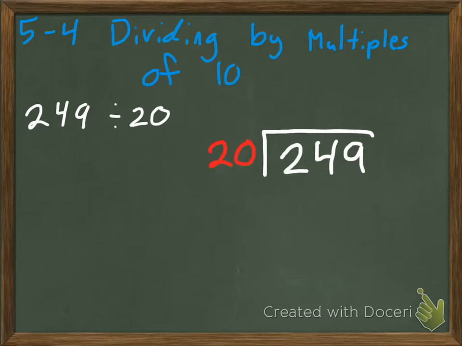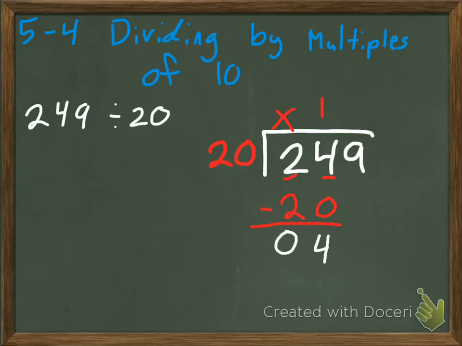So just like with single digit division, I have to look at the 2 and say 2 divided by 20. Well, 2 is too small. 20 can't go into 2, so I'm going to put an X there. Now I'm looking at 24, and I know that 24 can be divided by 20 one time. I'm going to multiply 20 times 1, which is just 20 again, and then I'm going to subtract. 4 minus 0 is 4, and 2 minus 2 is 0.